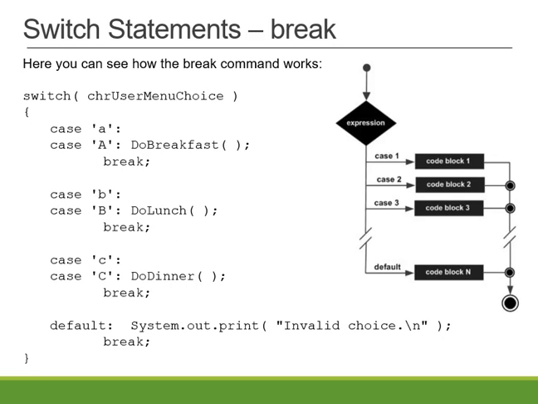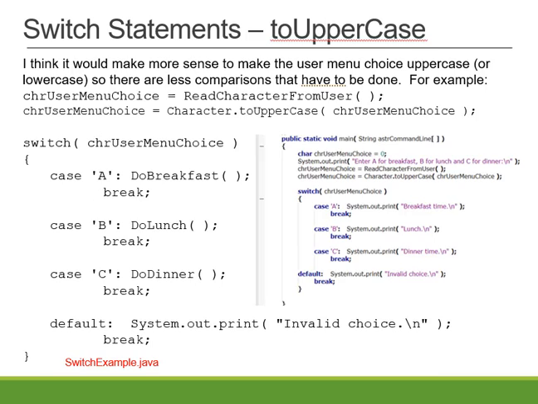Here's another example that allows the user to enter A, B, C, in upper and lowercase. This brings up another point. If you want the user to have the ability to enter the value in any case, you can use the character to uppercase method to convert the input to uppercase. This method returns the uppercase equivalent of the character, if any, otherwise it returns the character itself. Refer to the switch example in your practice exercises to see this in action.